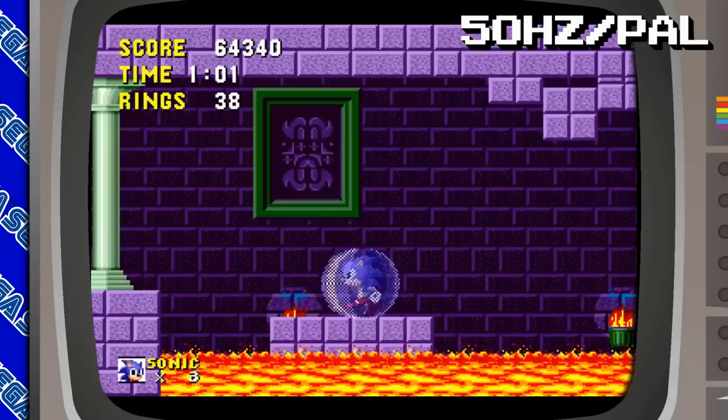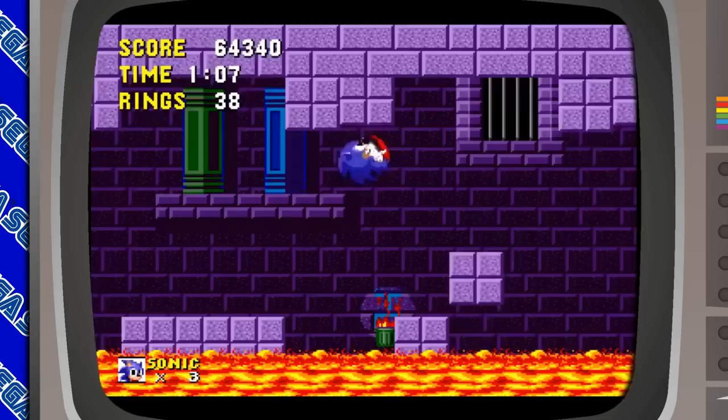To get a real feeling for this, here's a real-time comparison between the intro sequences of Sonic on both standards.